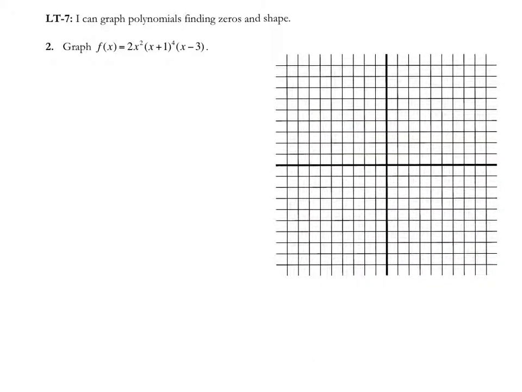So let's move on now to our next graph. In this case, I'm asking you to graph f of x equals 2x squared times x plus 1 to the fourth times x minus 3. So we are going to, again, start out by trying to find our x-intercepts. And I'm going to do that by making f of x be 0 and solving for the x's that make that happen.